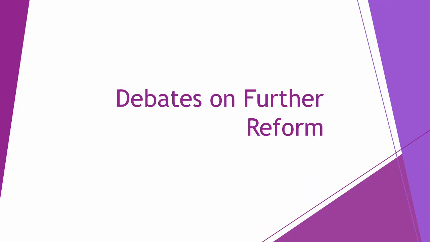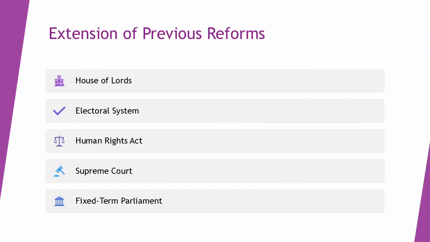There are many debates on whether previous reforms should be extended and whether devolved bodies should be granted more power. There are also arguments for changing the nature of the Constitution. The House of Lords should be reformed further as it remains unelected and unaccountable, undermining democratic legitimacy. However, it should not be reformed because it provides expert scrutiny and a check on the government without electoral pressures.